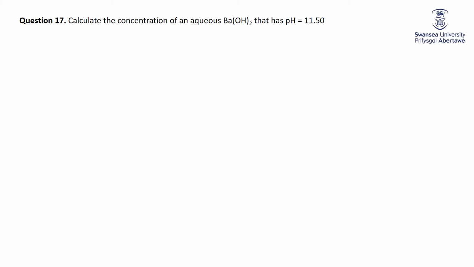Concentration of aqueous Ba(OH)2 that has pH 11.5. Well, again, pH is H+. You've got OH-, but remember there's relationships between them. pH is 11.5, so I would say pOH is 14 minus that, which is 2.5. So minus the log of OH- is 2.5, or the OH- is equal to 3.16 times 10 to the minus 3 molar. Okay. Now, of course, that's the OH-.